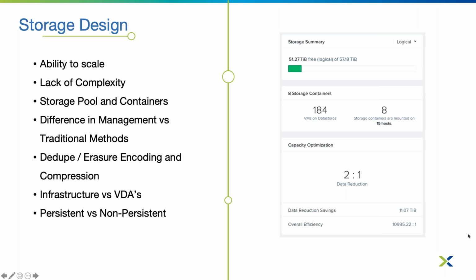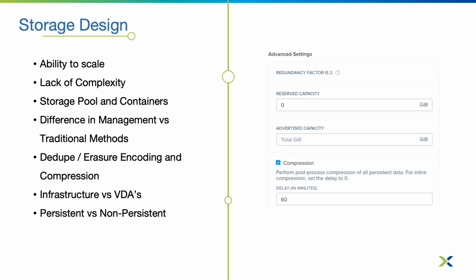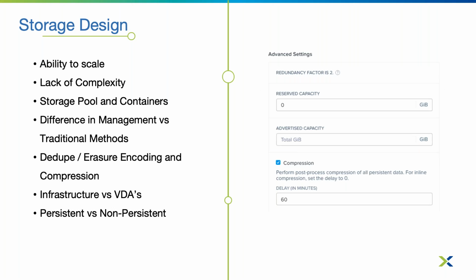This is just a screenshot of those 15 nodes. We have 51 terabytes. You can see we're getting a data reduction of 2 to 1 on there, and there are 8 storage containers. This is just going through the settings that Jarian was talking about, how you would define your storage pool, your storage container, and then set whether you want compression or not on that container.